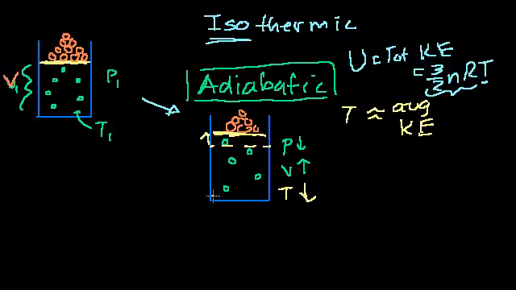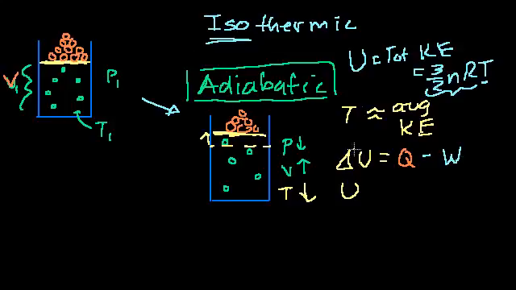And actually, just as a bonus point, what happened to the internal energy? Well, the internal energy is the total kinetic energy of the system. And I could even write down the original formula. Change in internal energy is equal to heat added to the system minus work done by the system. This is work done by the system. That's why we're subtracting it.